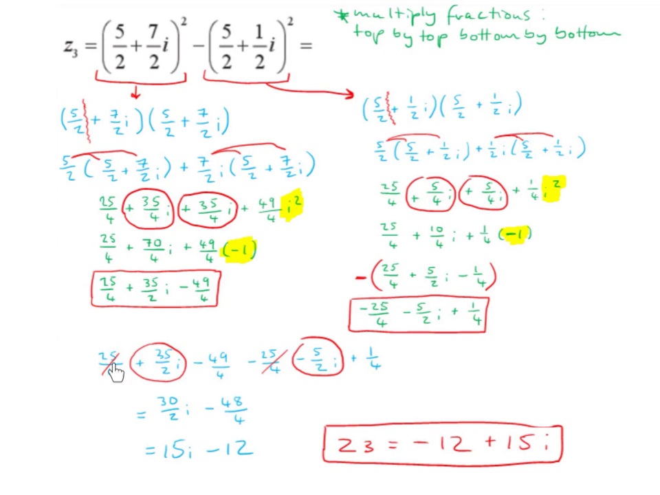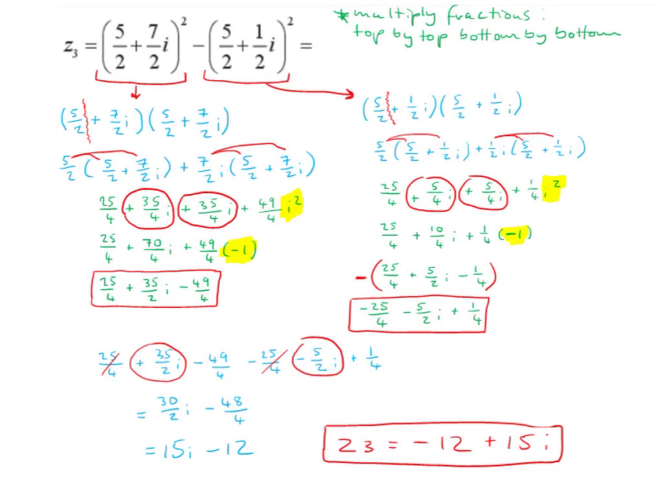So 25 over 4 and minus 25 over 4 will cancel each other out. 35 over 2i minus 5 over 2i gives you 30 over 2i. Minus 49 over 4 plus 1/4 gives us minus 48 over 4. 30 over 2 gives us 15, so we get 15i. And minus 48 divided by 4 is minus 12.